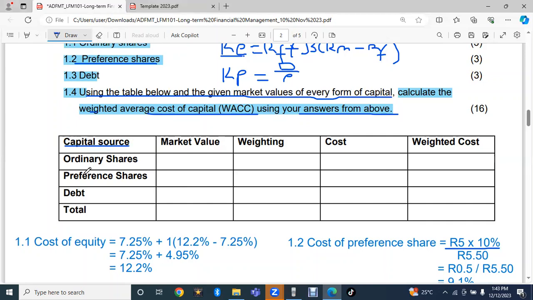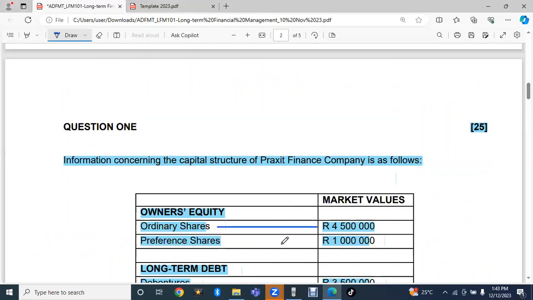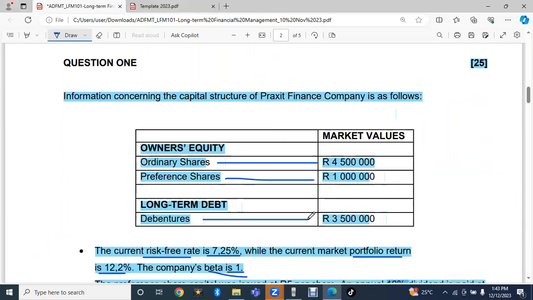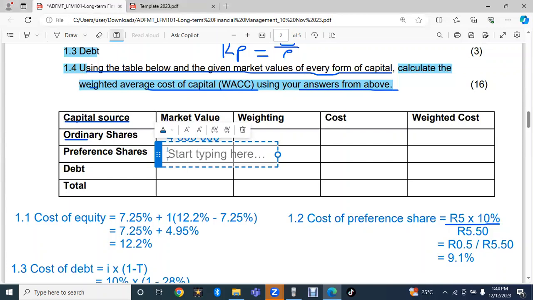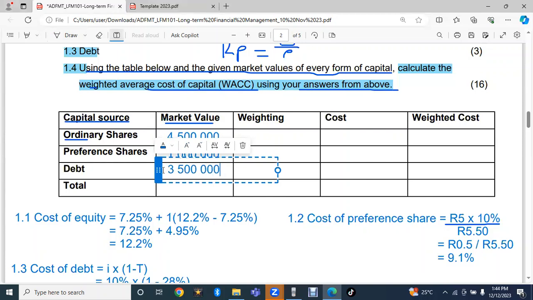In this table we have the capital source inserted for us. We have ordinary shares. Ours is to disclose here the market value, which is given in the question. The market value for ordinary shares is 4.5 million, for preference shares 1 million, and for debentures 3.5 million. So we're going to use these market values to determine the weight.